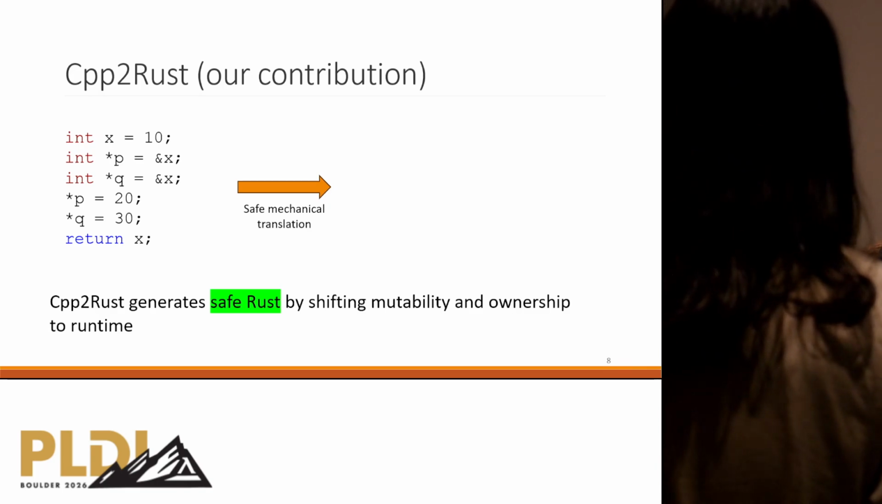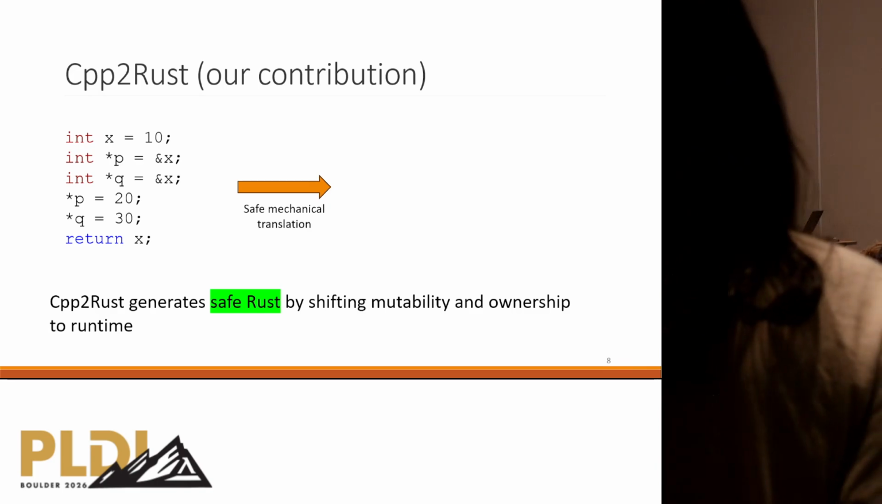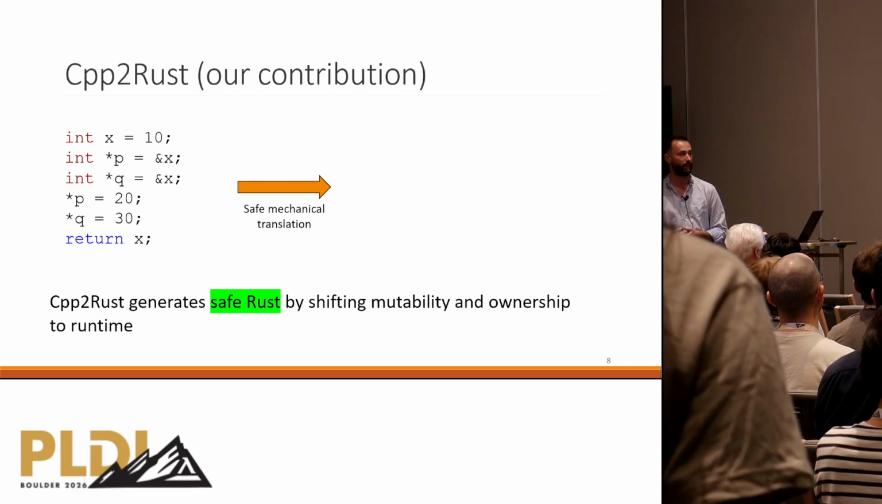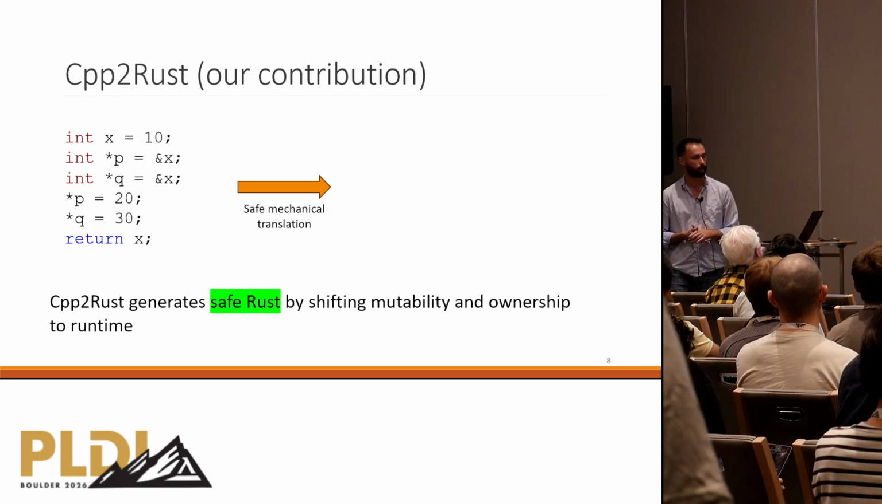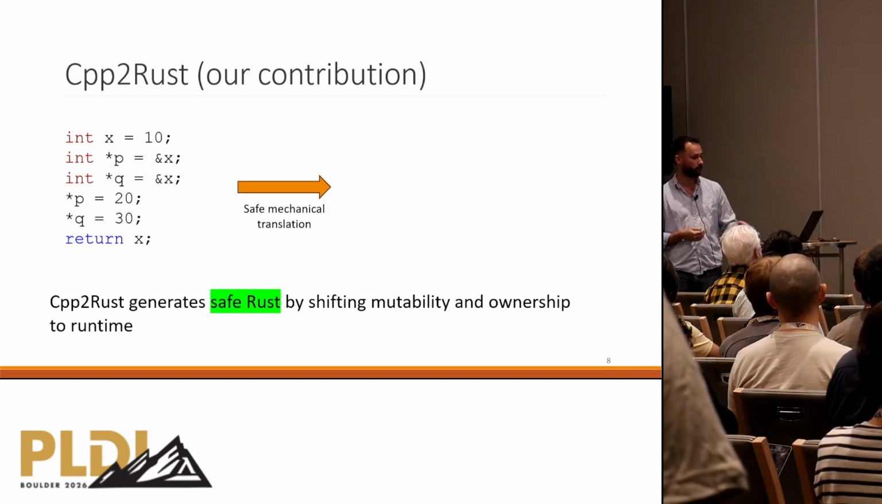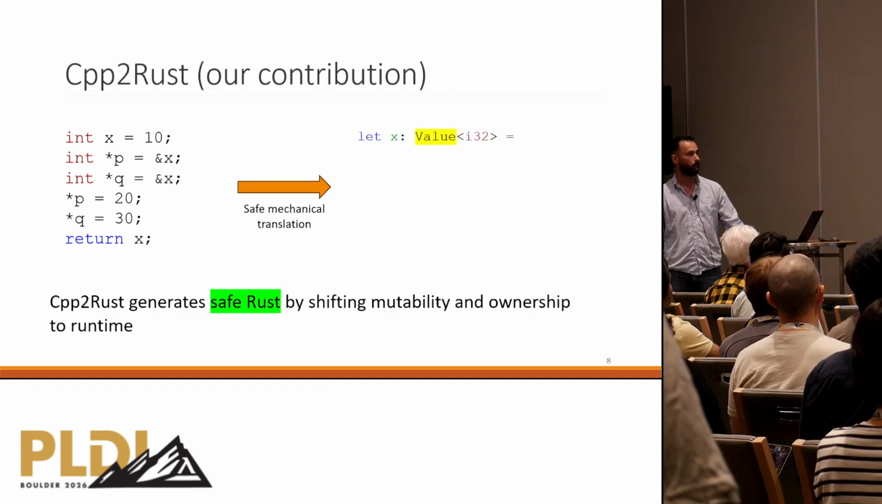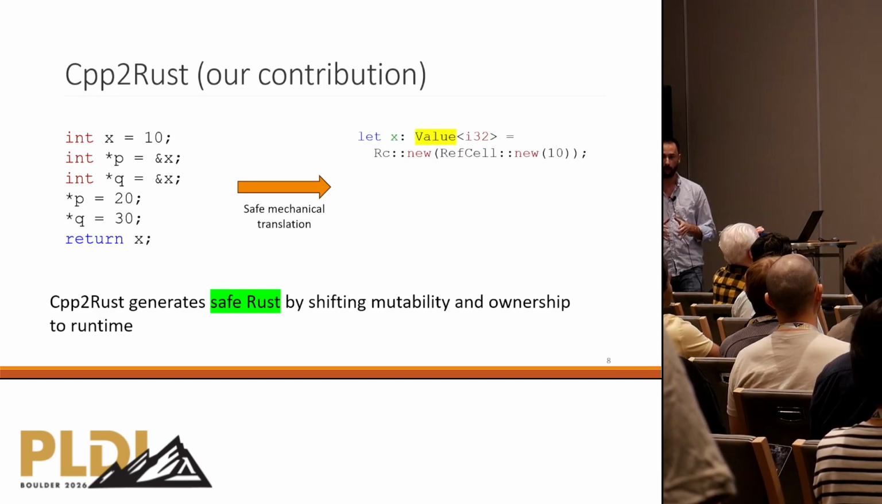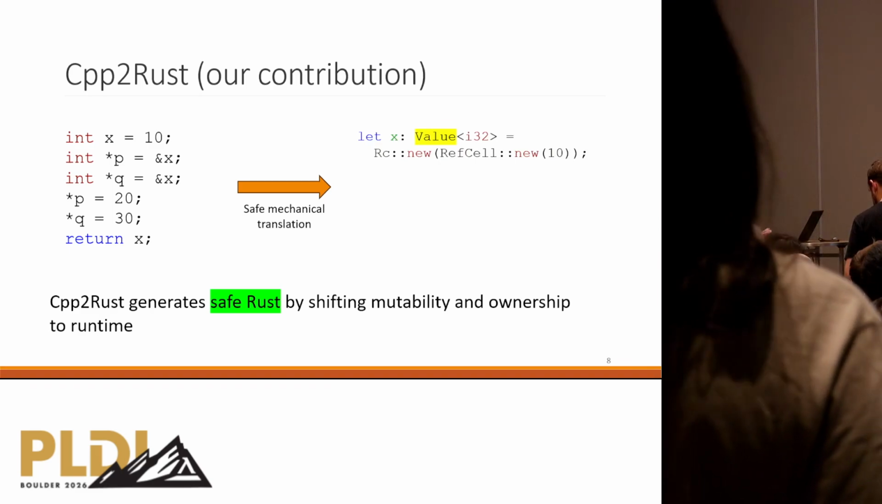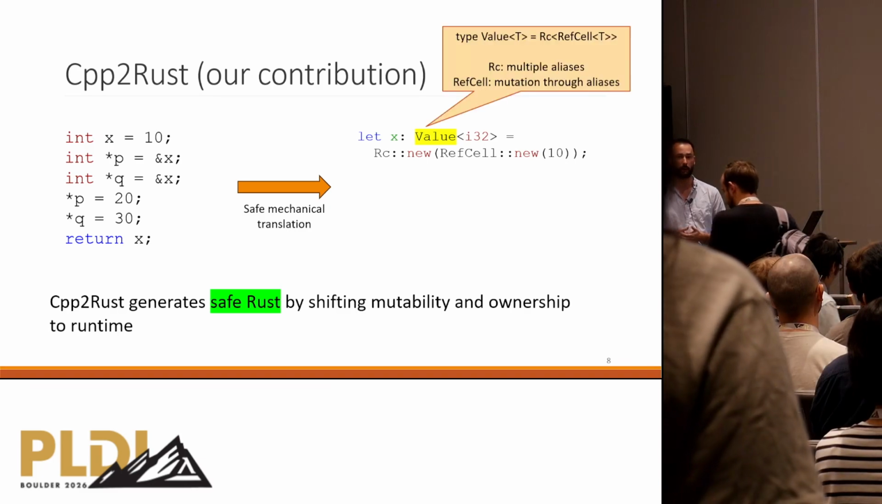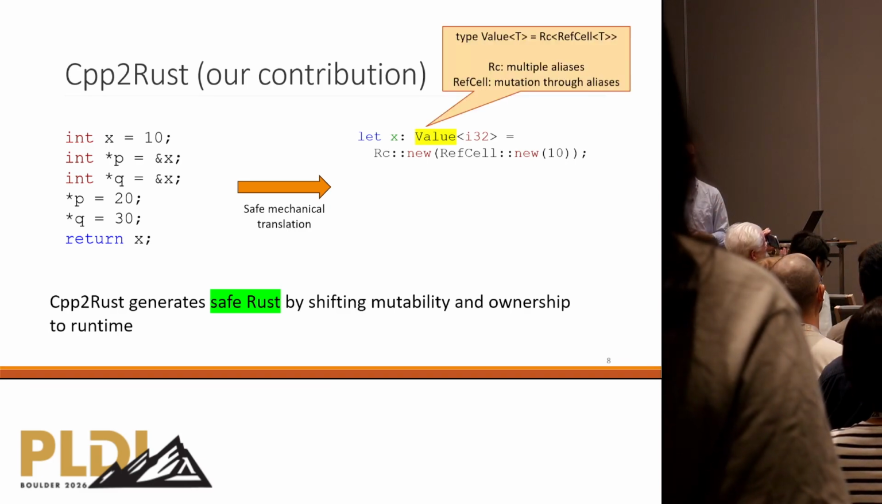And we managed to generate safe Rust from the beginning because we shift mutability and ownership at runtime. And let me explain what I mean by that with the following example. So, in the beginning, we wrap all local variables in what we call a Value. This Value is just a type alias over an Rc RefCell of T.